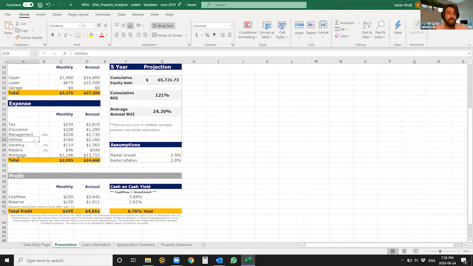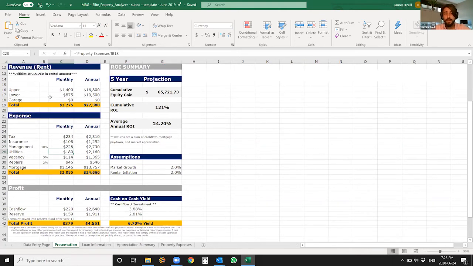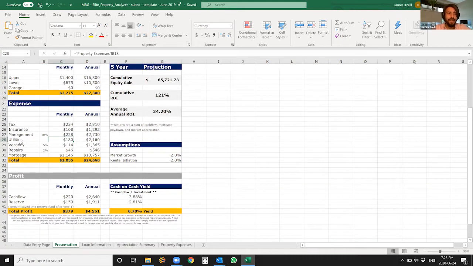Next, utilities. So we put our utilities amount in because remember the utilities are included in the rent. So the tenants do pay the utilities because it's included in the rent, and then it comes out as an expense line. Now here's where we add to the contingency fund.